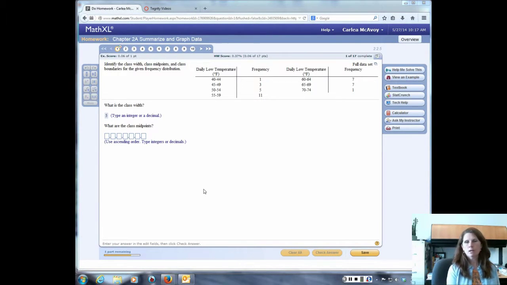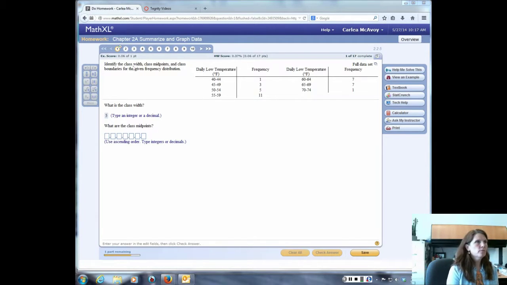Hi, we're doing homework 2A for statistics, Math 146 today, starting off talking about summarizing and graphing data. So we'll take a look at what the screen says, and then I print it off so I can work it over here on the paper.